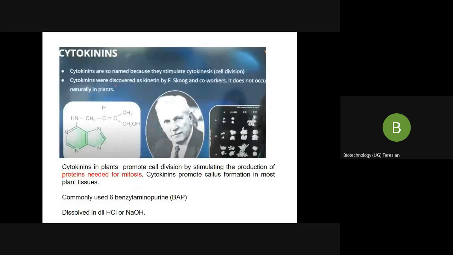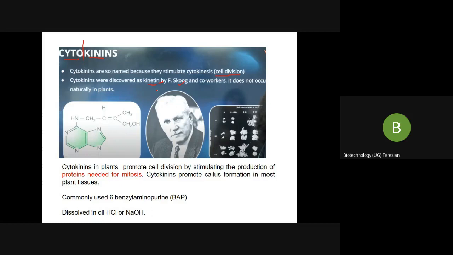Coming to cytokinins, very easily you can remember cytokinins. Cyto means cell, kinins means division. So the main function of your cytokinin is cell division. And the cytokinin was first discovered as kinetin by Skoog and his co-workers, and this naturally occurs in the plant.